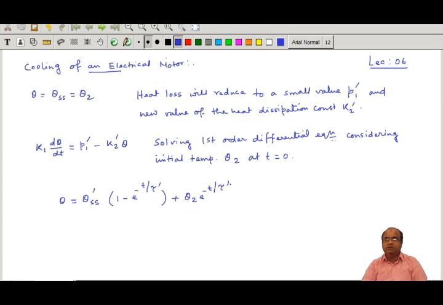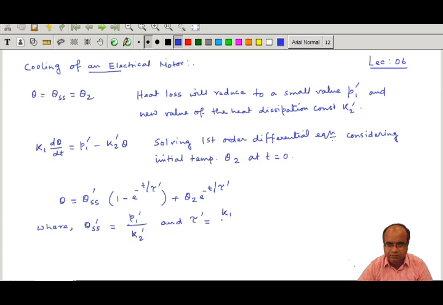Same equation, where theta SS dash becomes P1 dash by K2 dash, and the time constant tau dash equals K1 by K2 dash. Now this is the cooling equation of the motor.